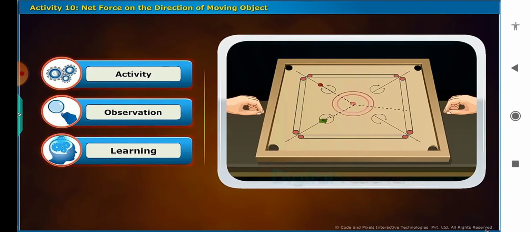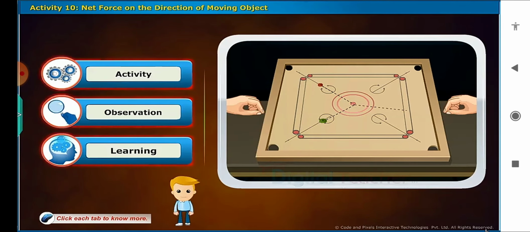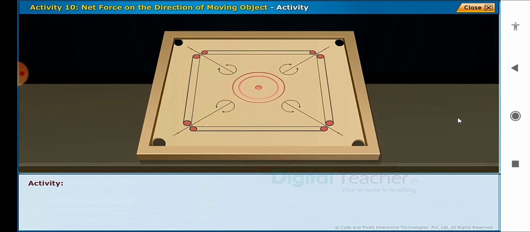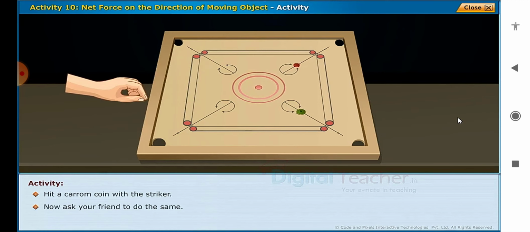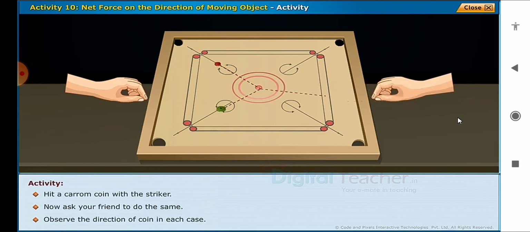Now, let us perform an activity to understand the effects of net force on the direction of a moving object. Click each tab to know more. Hit the carom coin with a striker. Now ask your friend to do the same. Observe the direction of the coin in each case.